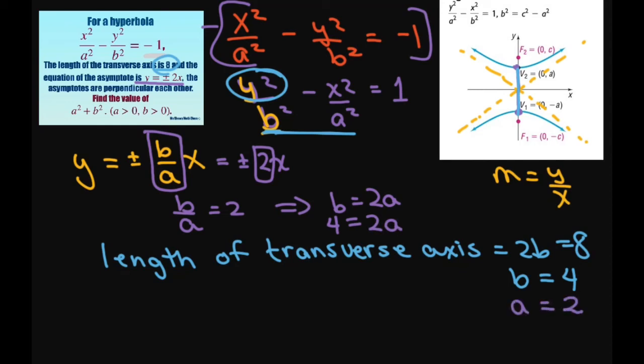All right, now all we have to do is a squared plus b squared. So that's going to equal 2 squared plus 4 squared, which equals 4 plus 16. So this equals 20.